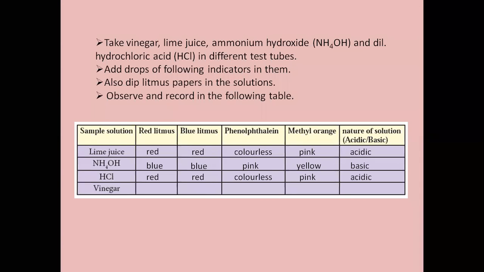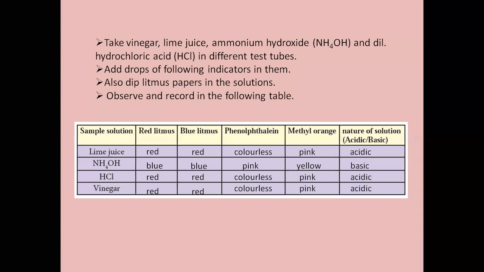Do you know the other name of vinegar? What is it chemically called? Anybody knows what vinegar is chemically called? Which acid is it? It is acetic acid. Very good, Omkar. And as it's an acid, it will have the same color changes as hydrochloric acid. So red litmus turns red, blue litmus turns red, phenolphthalein is colorless, methyl orange is pink, and the nature is acidic.